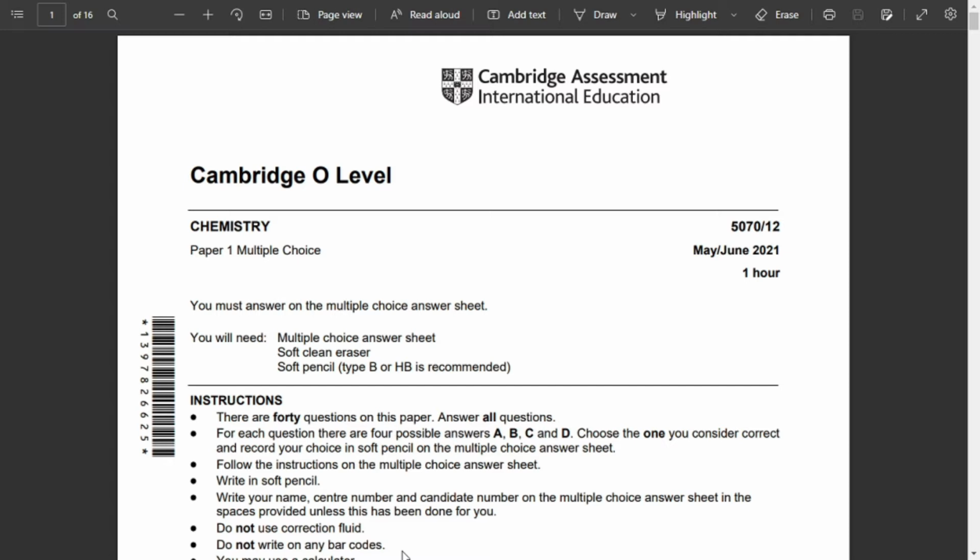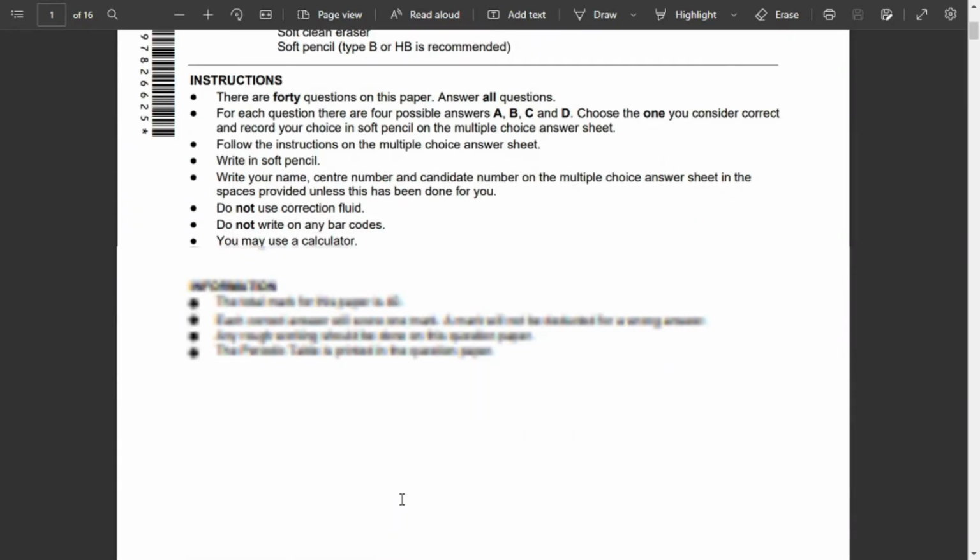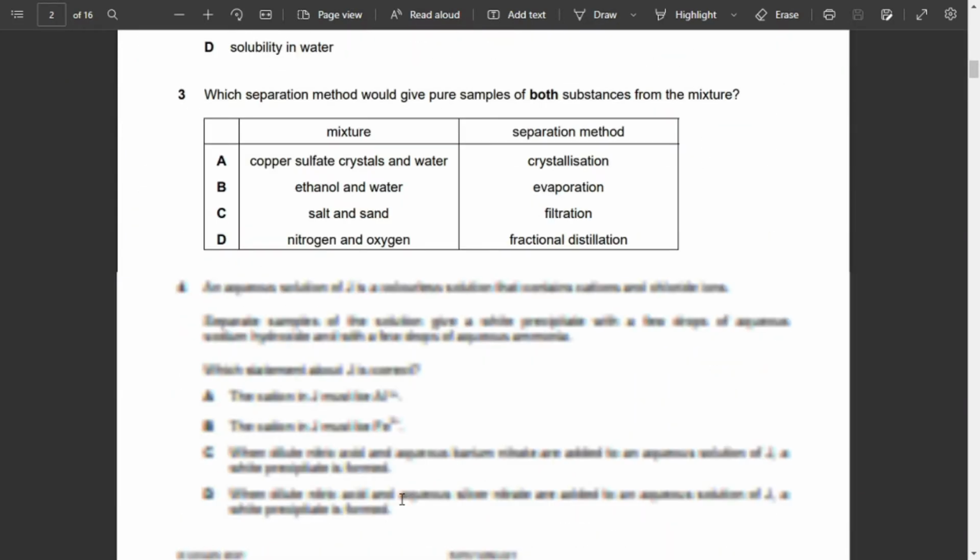So I've already solved parts 1, 2 and 3, where I have uploaded 30 MCQs already. Now this is the last part, in which I'm going to go from 30 onwards, that is 31 to 40 MCQs.